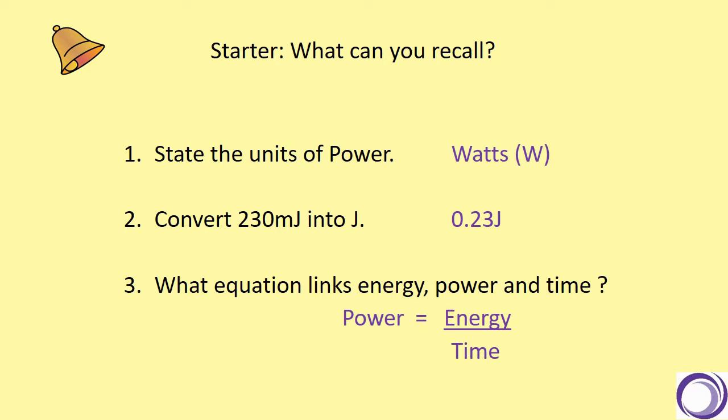Okay, units of power is watts, that's a capital W. Convert 230 millijoules into joules. A millijoule is a thousandth of a joule, just like a millimetre is a thousandth of a metre. So you do 230 divided by 1,000, which gives you 0.23 joules. And the equation that links energy, power and time: power equals energy divided by time. If you've written it as energy equals power times time, that's right as well.